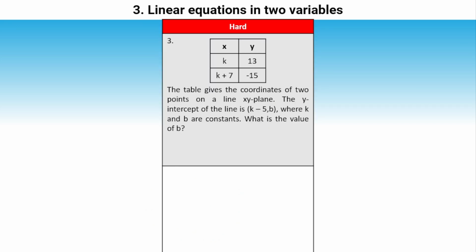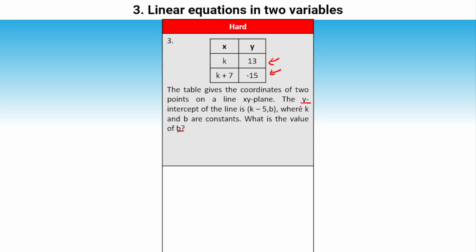Okay, so the table gives the coordinates of two points on a line in the xy-plane. The y-intercept of the line is this, where k and b are constants. What is the value of b? So we have to find the value of b. What we can do is fill in that table first, find the value of k, then we can use the concept of slope to find the value of b.